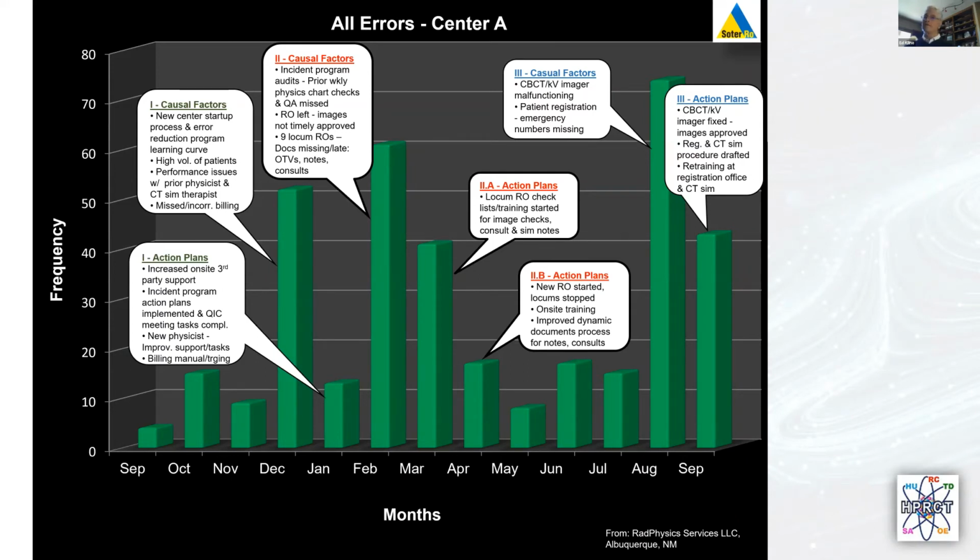So these were actual examples from clinics. On the very far left, upper left, it has causal factor. We had a lot of mistakes in December. It was because it was a brand new center. They had a high volume of patients. There were performance issues. So the action plans were to increase a third-party support presence on site, put in an incident reporting program, which was this, and have various meetings. They hired a new physicist in this case. They got a billing process in place. So then the numbers dropped.